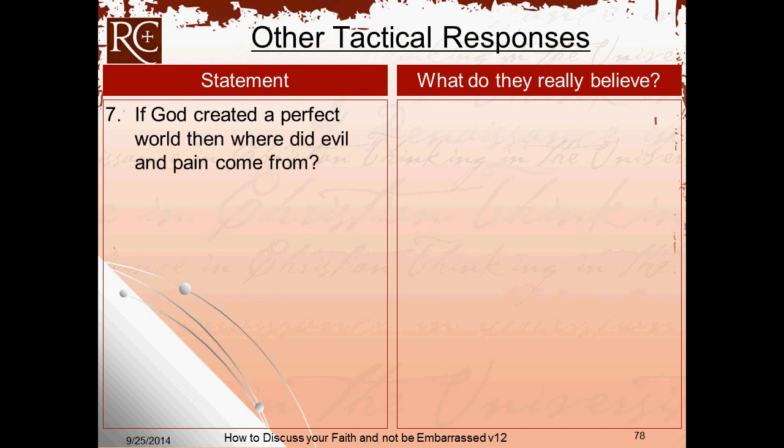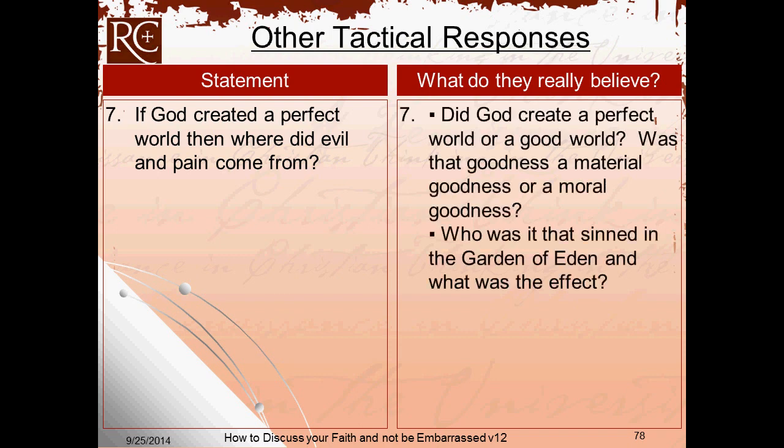If God created a perfect world, then where did evil and pain come from? Again, if the person is in an emotional, painful state, do not respond with logic. But if this is sort of a logical question, then you say, well, did God create a perfect world or a good world? God claimed it was good, not perfect. And that word good is actually a term that can mean different things. I've read, and I can't reproduce the source, that the goodness there was not necessarily a physical goodness, it was a moral goodness. So you could ask, was the goodness a material goodness or a moral goodness?